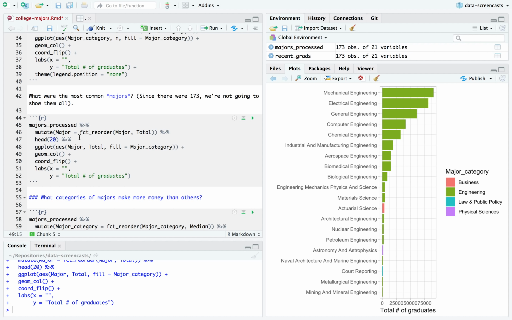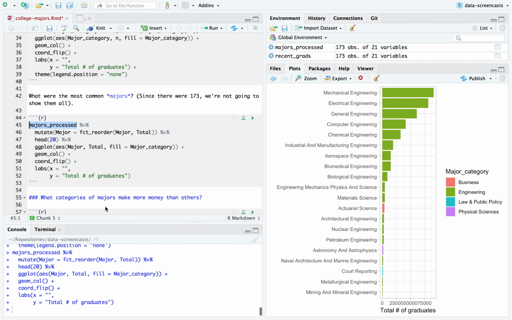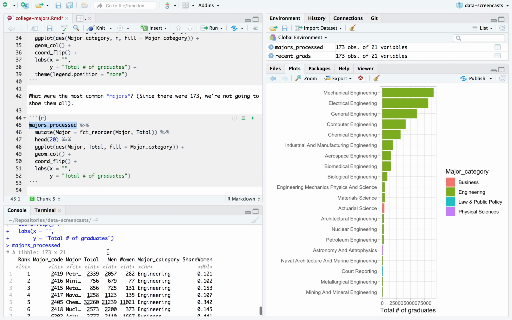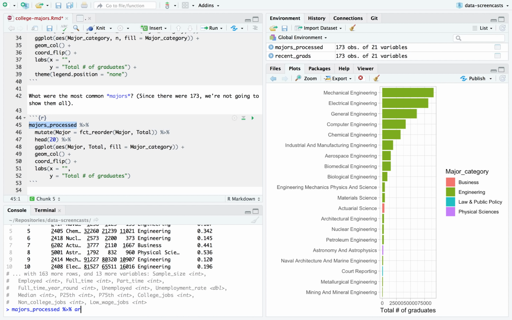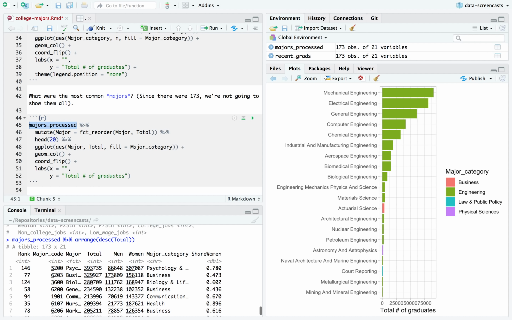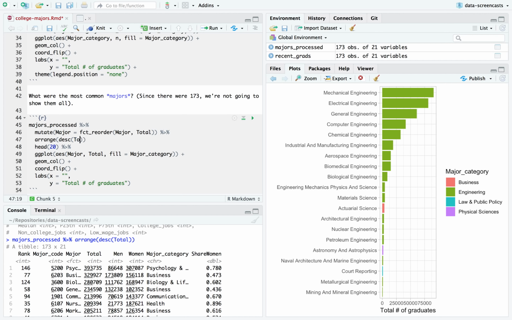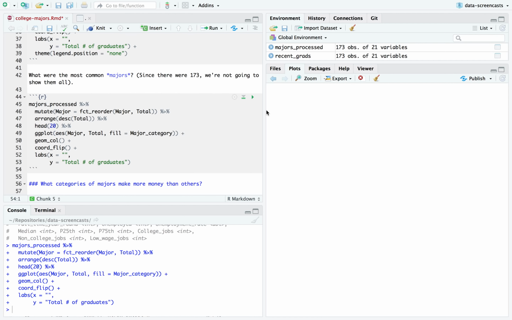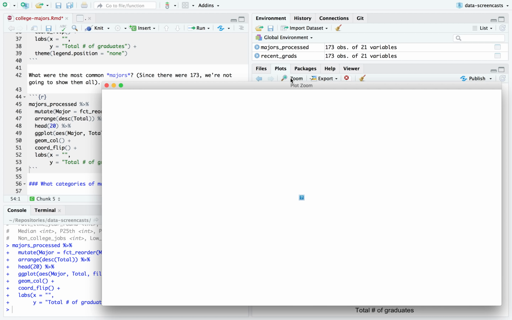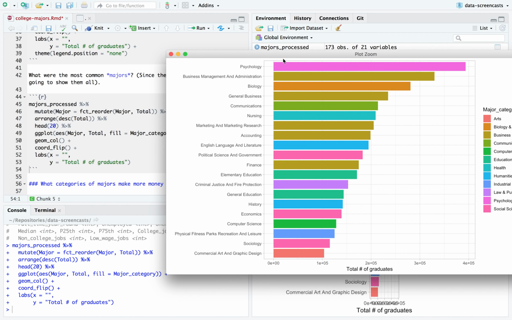And here we go. The most, nope, that's definitely not right. I said majors processed, total, arranged in descending total. This should have psychology up at the top. I did head 20 because I arranged in descending order of, I have to rearrange in descending order of total. That was the 20 highest earning while showing the totals, which is quite misleading. This is the graph I wanted to make, ordering by top 20 most common majors.